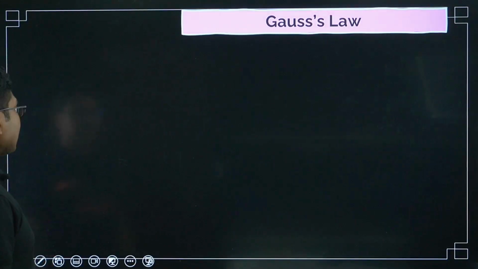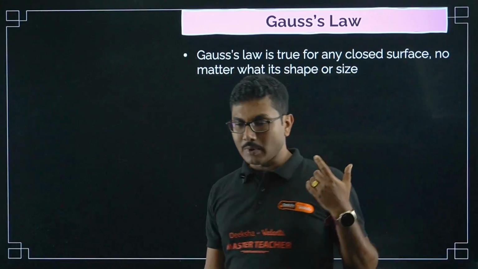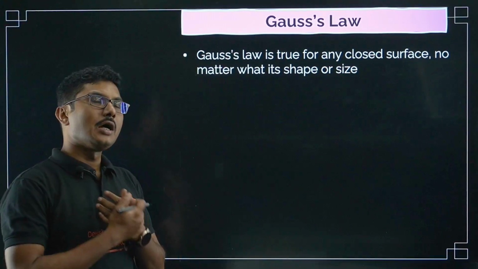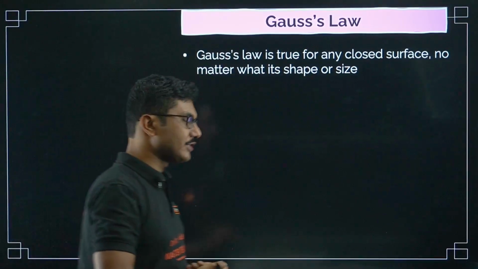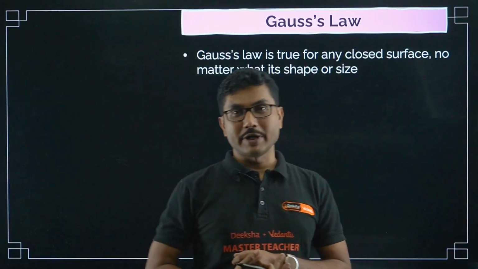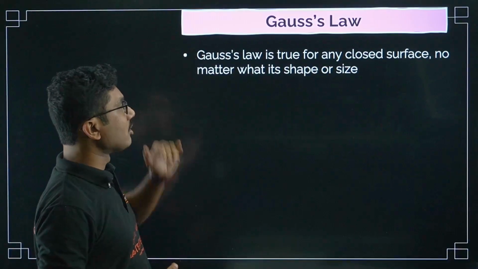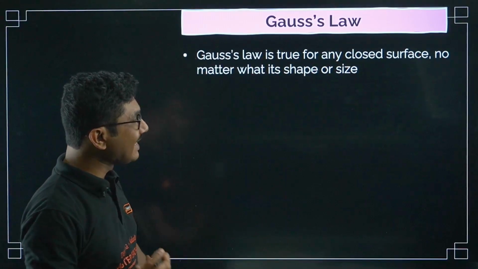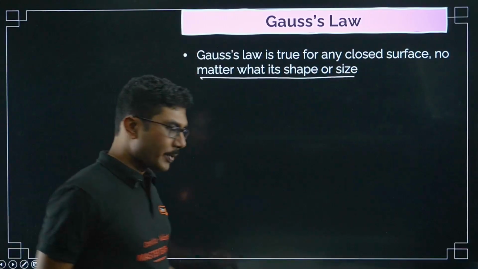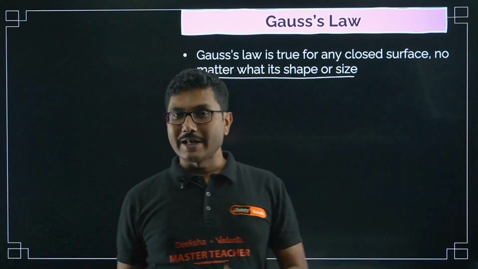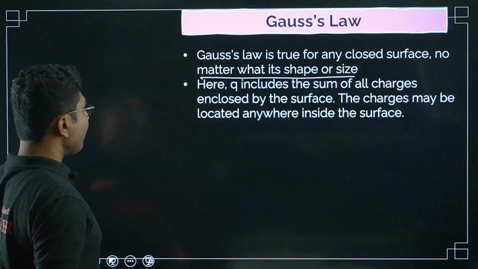There are a few points that you have to remember about Gauss's law. Based on these points, in board exams as well as in KCET exams, you can expect some MCQ questions. We will see some questions in our previous year question paper solutions when you are doing it. So don't ignore these points. These are also very, very important. So what is Gauss's law? Gauss's law is true for any closed surface, no matter what its shape. Gauss's law is valid for all closed surfaces.